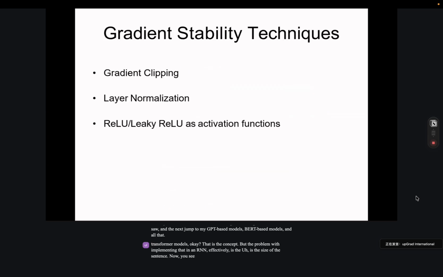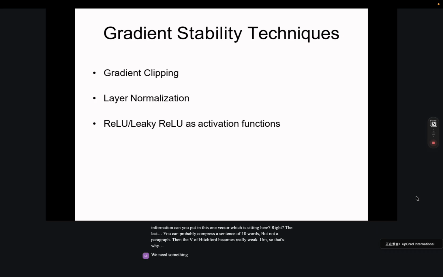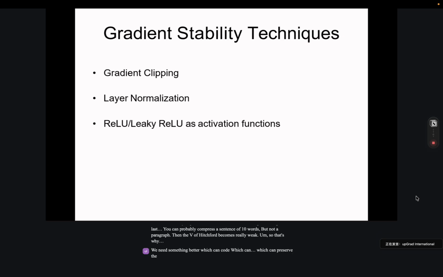Now you see, RNN can work with small sentences, but if you increase the sentence, how much can you compress? How much information can you put in this one vector which is sitting here, right? The last one. You can probably compress a sentence of 10 words, but not a paragraph. Then the vector of H4 becomes really weak. So that's why we need something better which can preserve the concept, but which can encode the sentence in a better fashion.